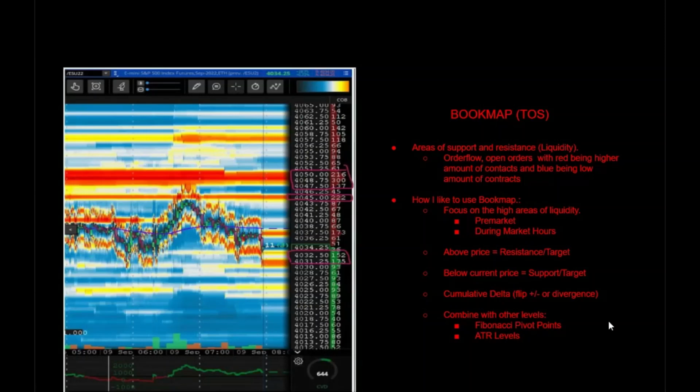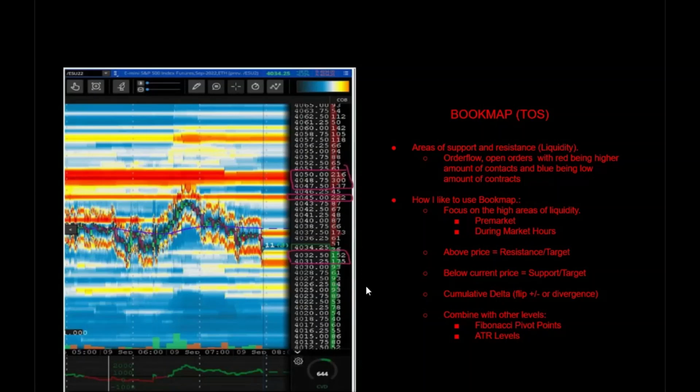So what is Bookmap? It's just really areas of support and resistance, and how I use it. Open orders over here. You can see it's the order book right here. These red and orange lines are the higher amounts of liquidity. So you can see in this particular example right here that we have 200, 300, and 137. You can see that's relatively high in comparison to these other lower amounts.